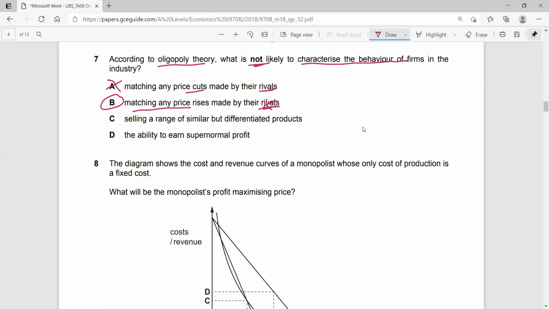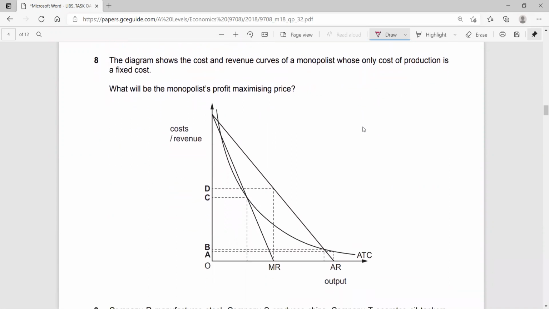Sell a range of similar but differentiated products. That is true. It's true for both monopolistic competition and oligopoly. It's similar products. There are a couple of large firms. They do try to differentiate it. And the ability to earn supernormal profits does exist. Since it's an oligopoly, they can collude together and hike up prices and earn supernormal profits that way, among many other ways.